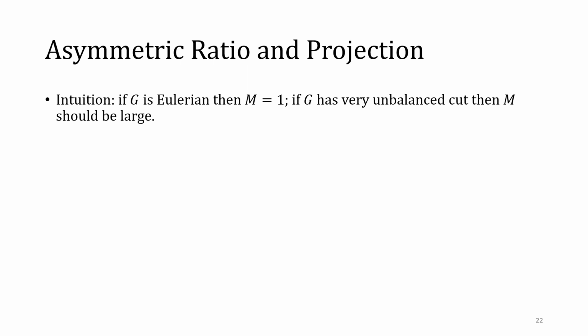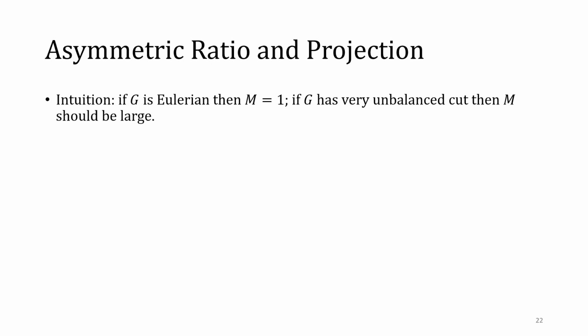So that means the task now is to bound m for directed graphs. So let's derive some intuition by considering extreme cases. If G is Eulerian, then m is 1 because you can just take G to cover G itself.